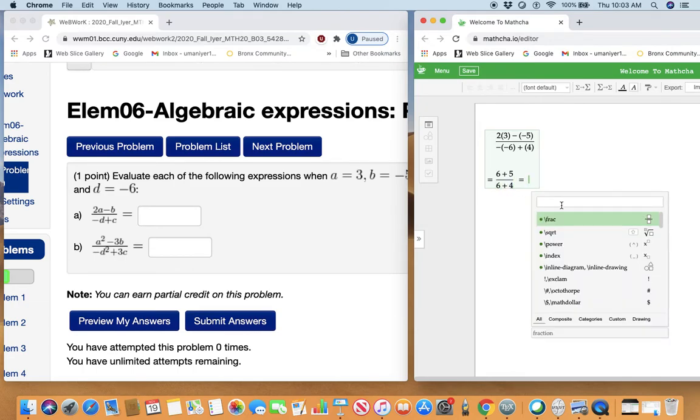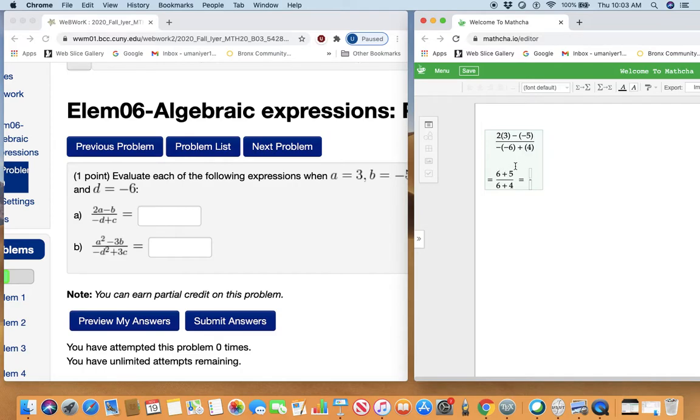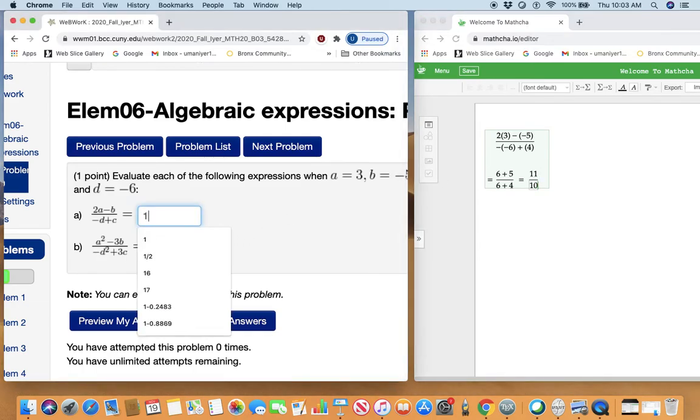So that is the fraction. 6 plus 5 is 11. 6 plus 4 is 10. This cannot be reduced any further, so I will write it as it is. 11 over 10. Next part.